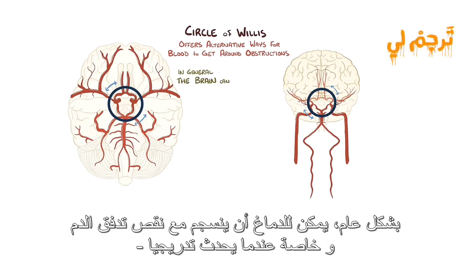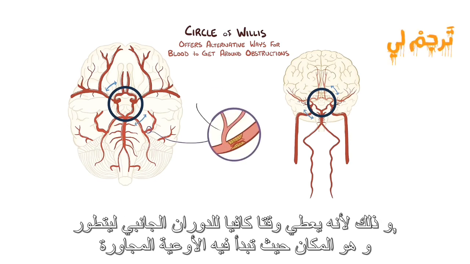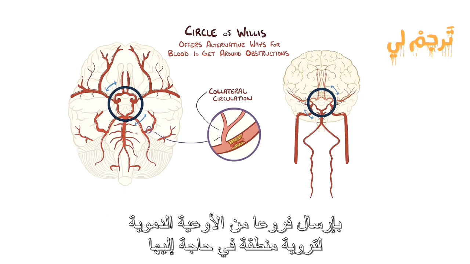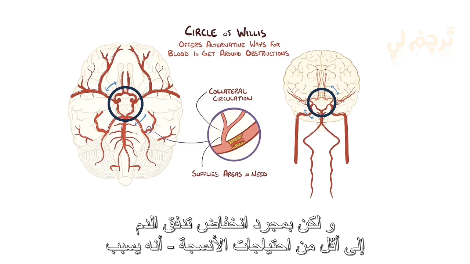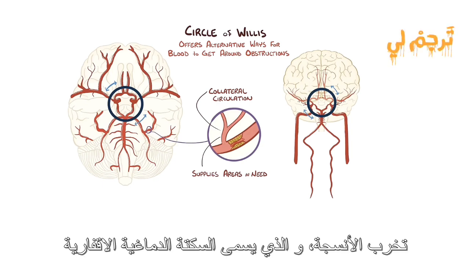In general, the brain can get by on diminished blood flow, especially when it happens gradually, because that allows enough time for collateral circulation to develop, which is where a nearby blood vessel starts sending out branches of blood vessels to serve an area that's in need. But once the supply of blood flow is reduced to below the need of the tissue, it causes tissue damage, which we call an ischemic stroke.